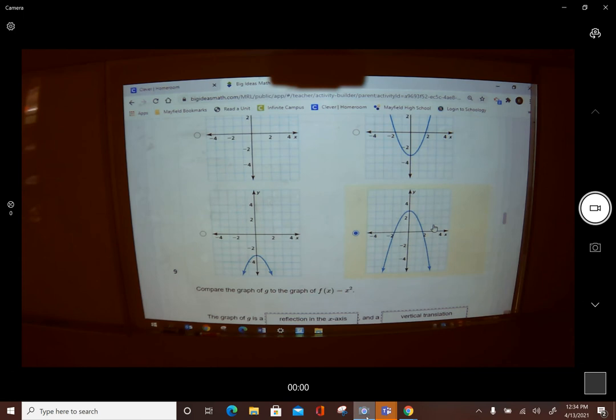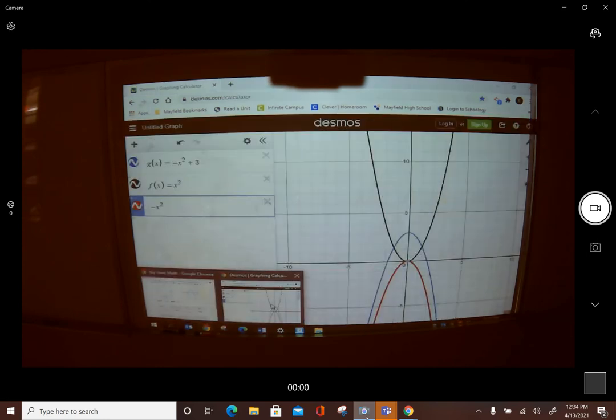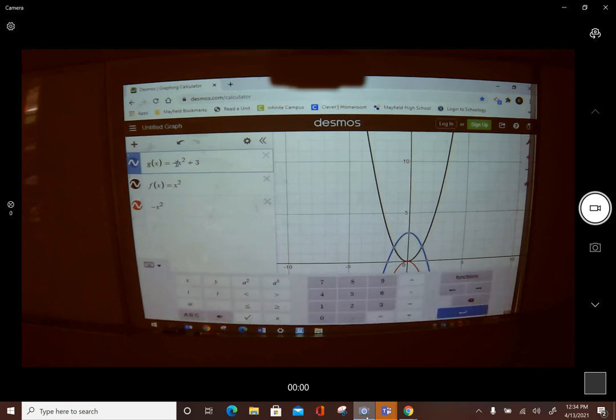Okay? So hopefully that makes sense. If it doesn't, ask me. But this is the terminology that tells us what we did. And then going back to our graph, the negative caused the reflection, the plus 3 caused the vertical translation. Okay?